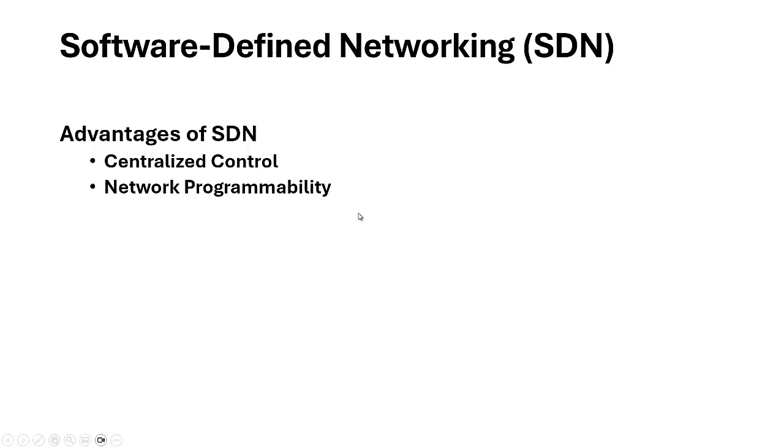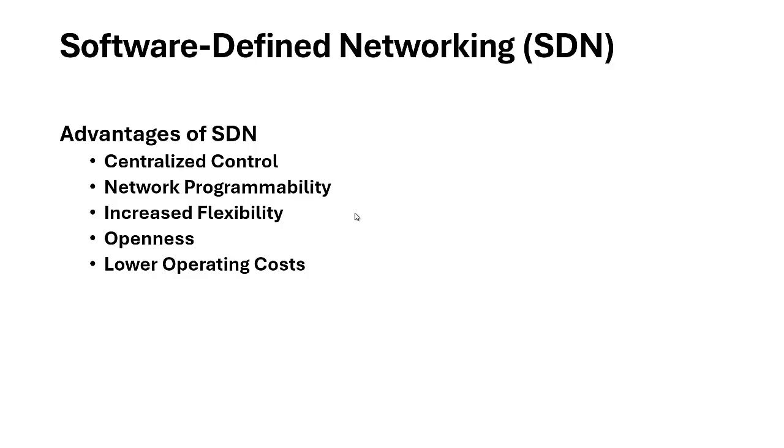Second is network programmability. So it enables automated provisioning and dynamic adjustment through the API. Third, increased flexibility. So it allows rapid scaling or reconfiguration to meet business needs. And fourth is called openness. It is often built on open standards, promoting interoperability with third-party solutions, and it lowers the operating cost because it simplifies network operations and reduces the need for specialized hardware.